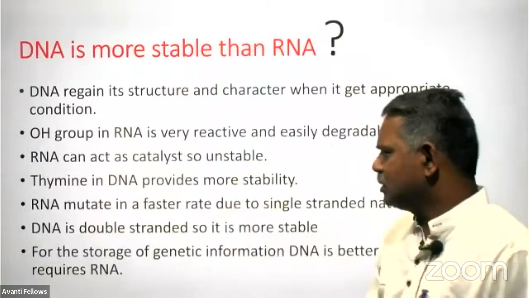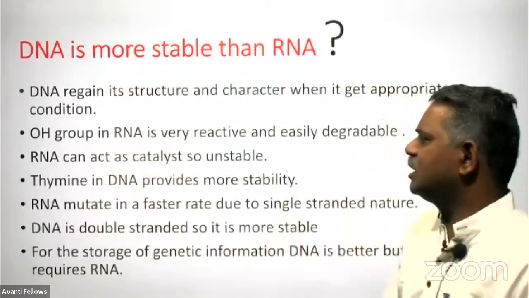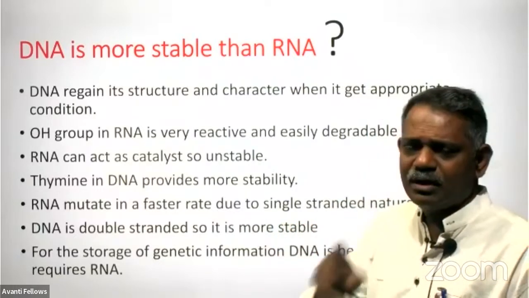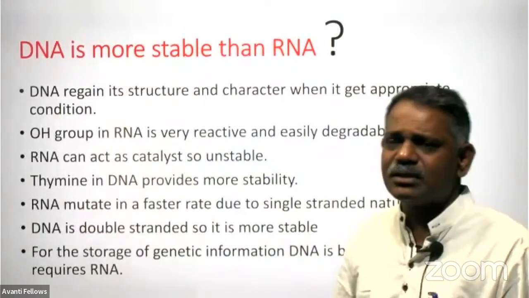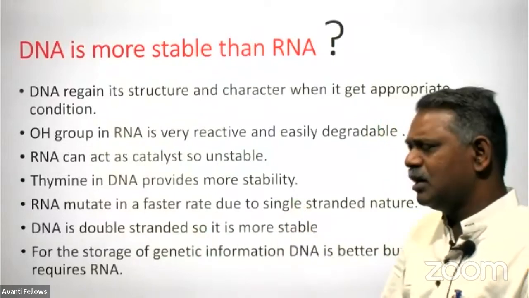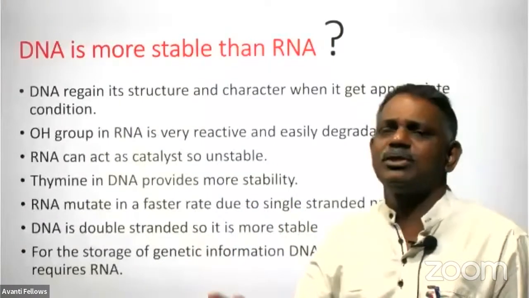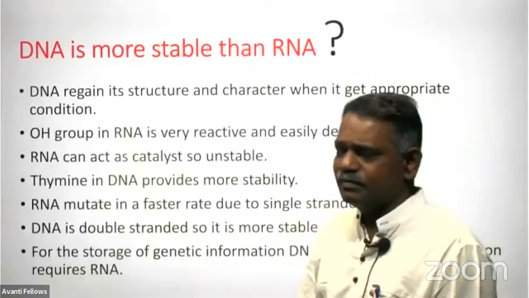RNA mutates so fast due to its single-stranded nature only. That's why I told you that RNA viruses normally mutate at a faster rate, and DNA is double stranded, so it is stable. Of course, it is undergoing mutation, but very, very gradually. But it is essential for evolution.